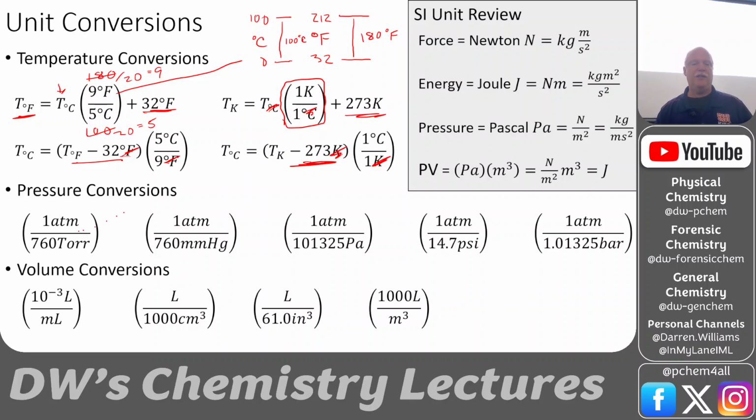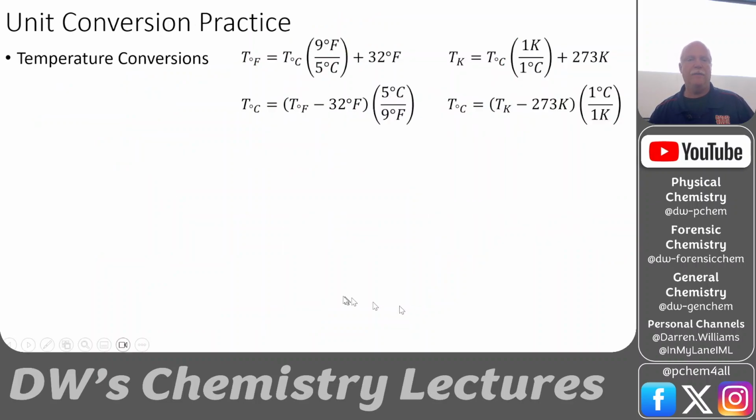Pressure conversions. This is a good slide to have. We've got atmospheres to torr. A torr is the same as a millimeter of mercury. We've got pascals. Those come in a couple of times. And then PSI. And then bar. That's a pressure unit that's fairly recent, and it's atmospheres to bar. And then volume conversions, there's 1,000 milliliters in a liter, and so on. We've got inches, cubic inches, and meters cubed. So this is a useful slide for you.